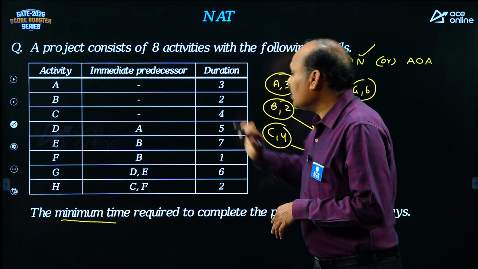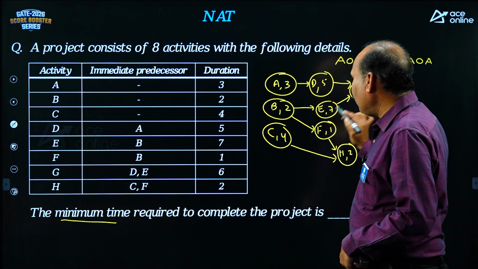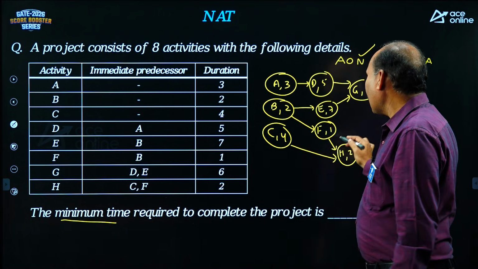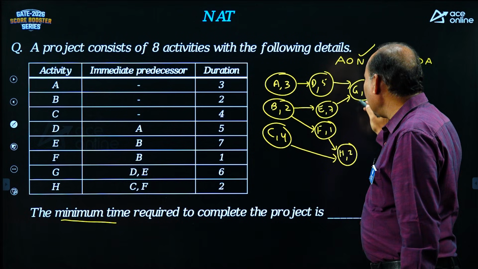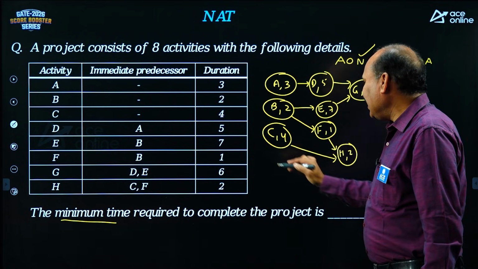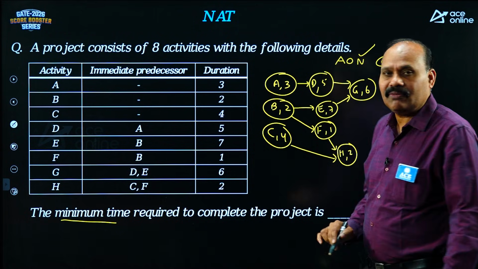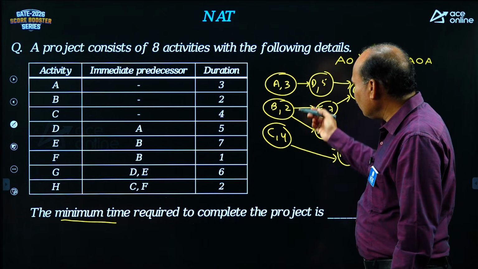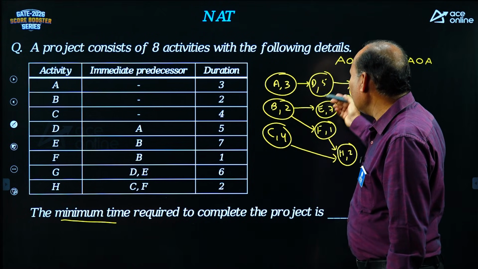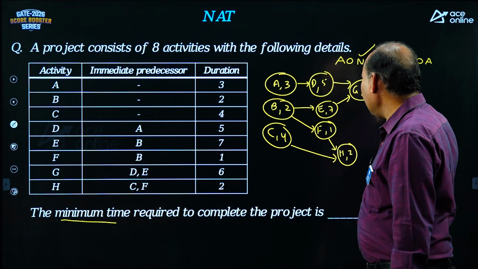A, B, C have no conditions. D after A, perfect. E after B. F after B. G after D and E. Yeah, right. H after C and F. After having this, verify the values also: 3, 2, 4. Okay. 5, 7, 1, right, 6, 2.